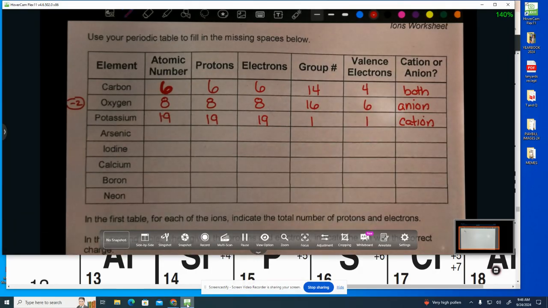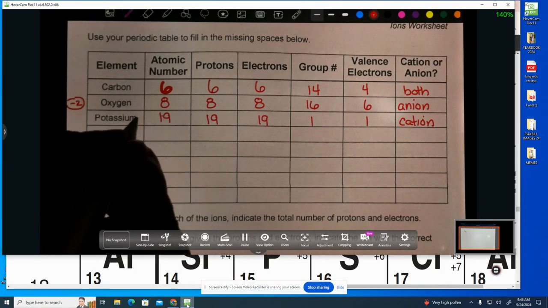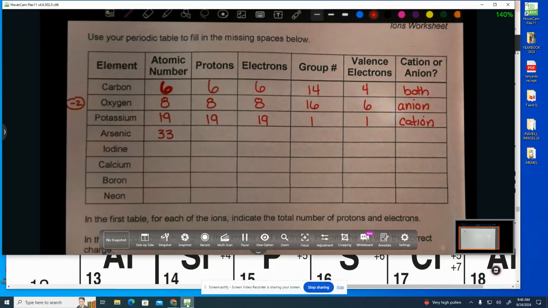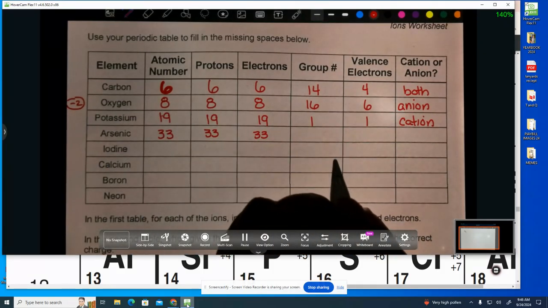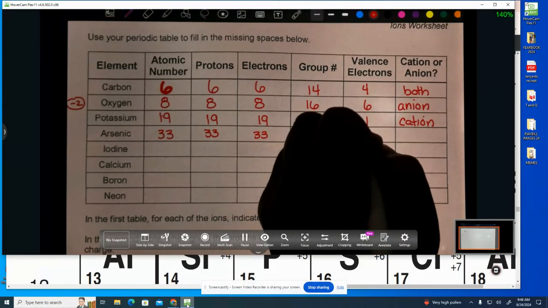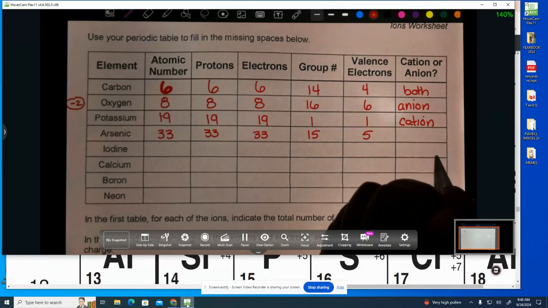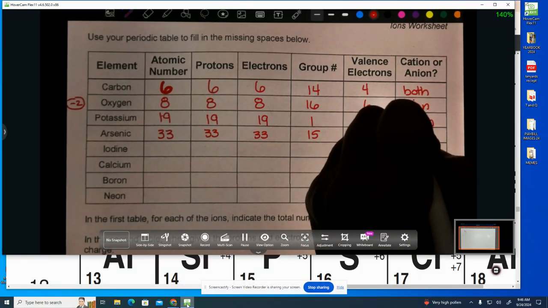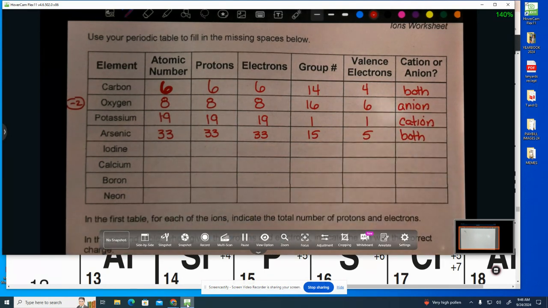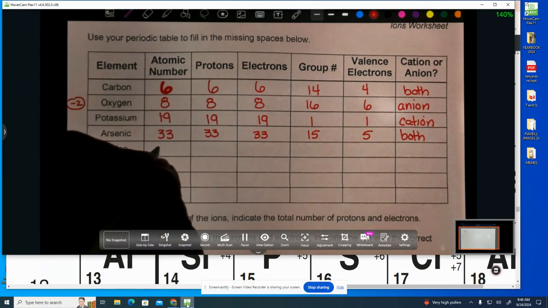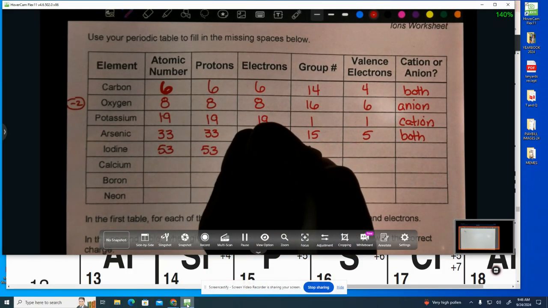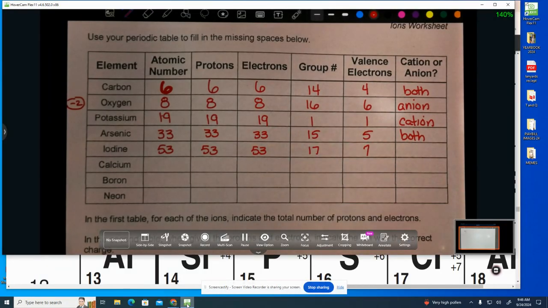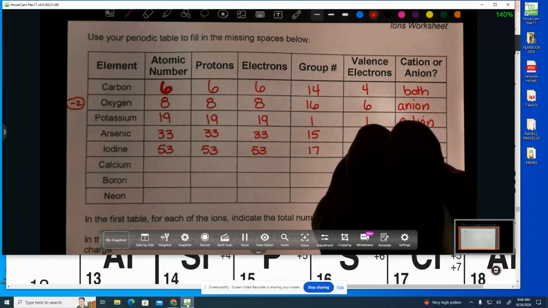All right, arsenic. What's the symbol for arsenic? Anyone know? As. Good. So that's atomic number 33. So that means these first numbers are 33. It is in group number 15, which means it has how many valence electrons? 5. And it will form both, I believe, right? Okay. Both. Iodine. Iodine is number 53. It's in group 17, so it has 7 valence electrons and will also form both.